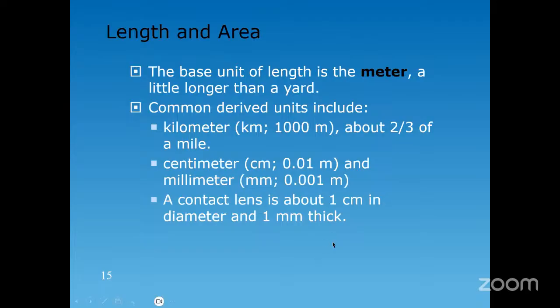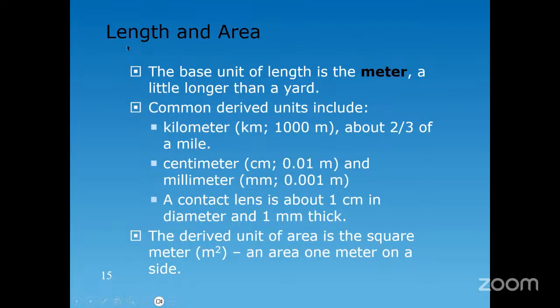And associated with length is area, because what you'll find is that the unit of an area can be expressed, and is usually expressed, as the square of the unit of length. So if the unit of length is meters, then the unit of area can be expressed as meters squared. So that's the relationship between the area unit and the length unit. Basically, the area unit can be expressed as a unit of length squared.